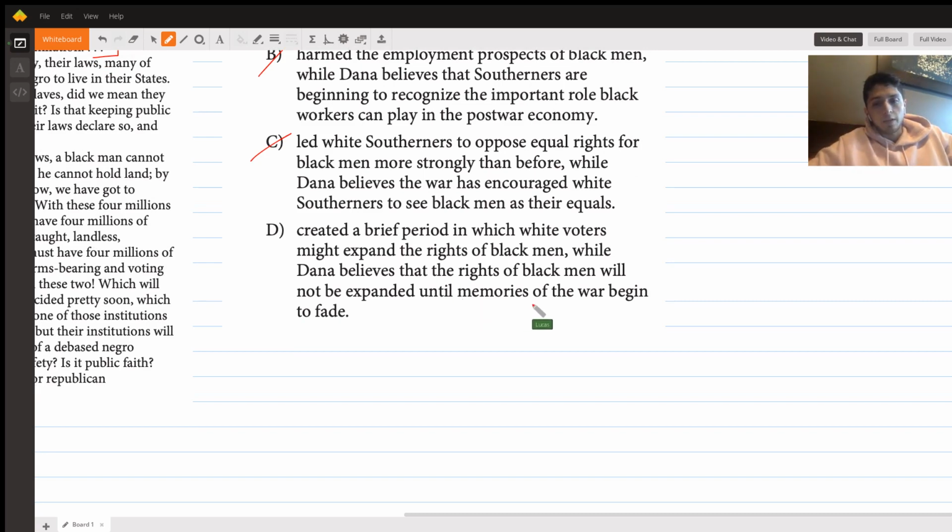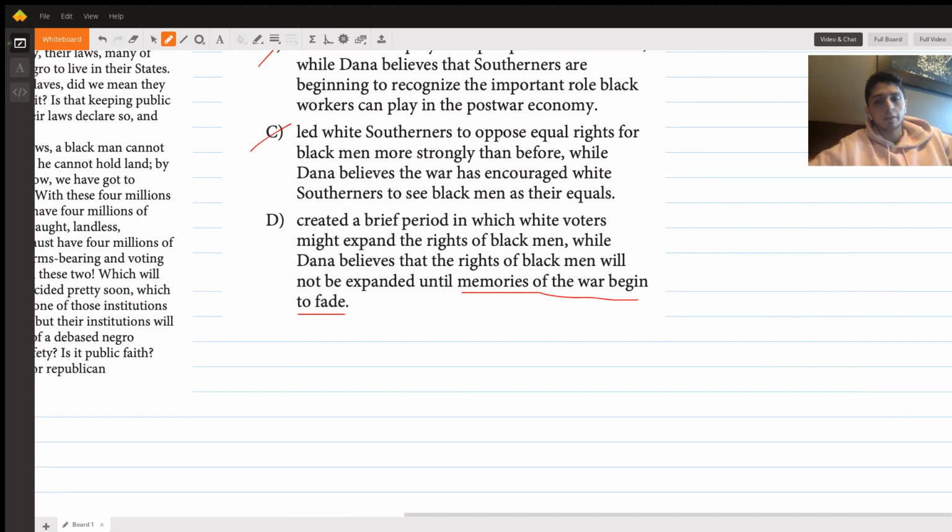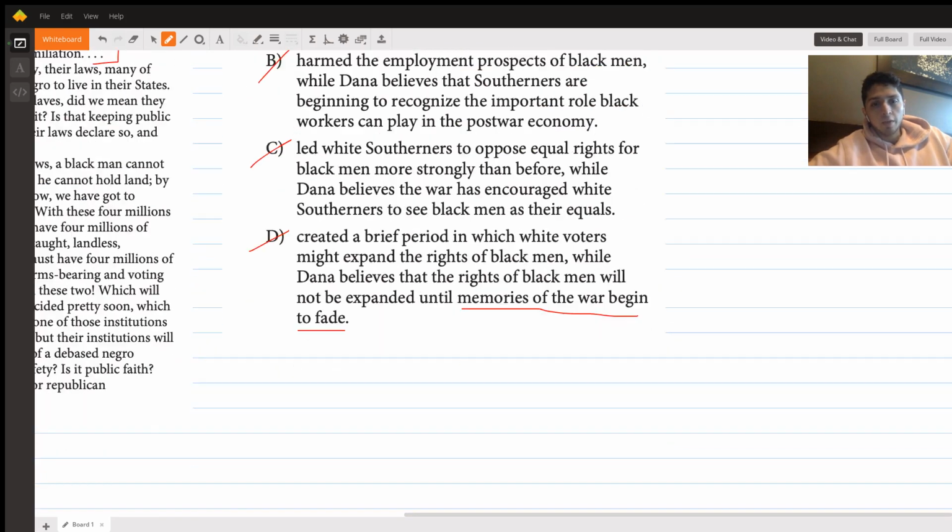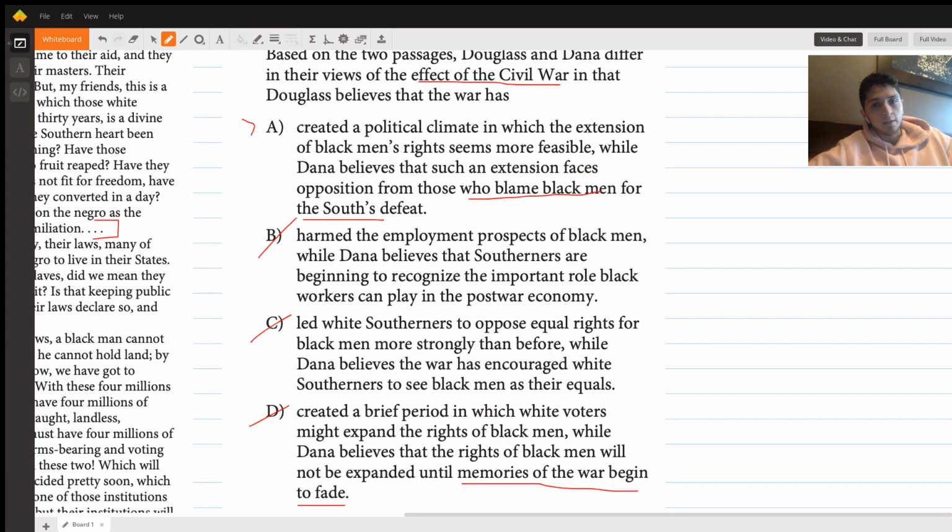This is a very specific claim: memories of the war begin to fade. It's something that might stand out for somebody to remember, and it might seem plausible. If the war is making Southerners blame Black men for their loss, maybe civil rights can only move forward when the memories of the war begin to fade. That might be a connection to make, but we're starting to storytell a little too much. It's not in the text, so we can eliminate D. So just focusing on the second part of what Dana says gets us to the answer. Of course, we want to be sure we're on the right track.